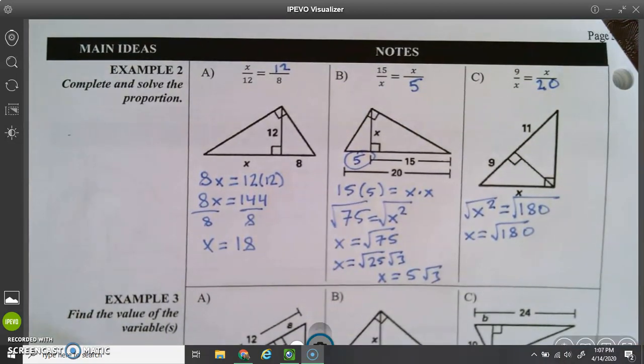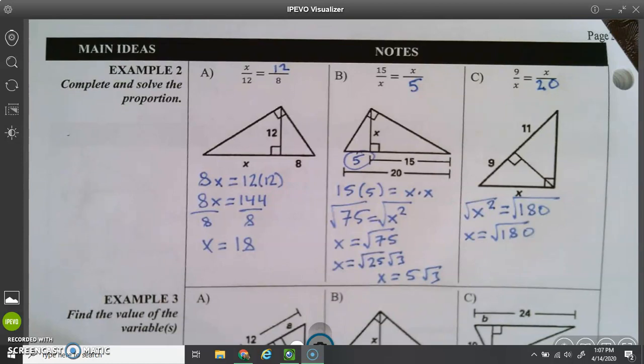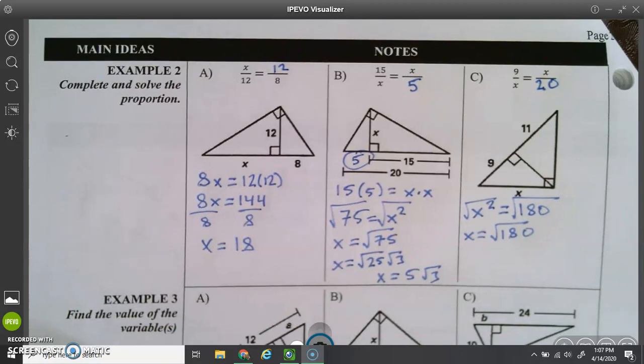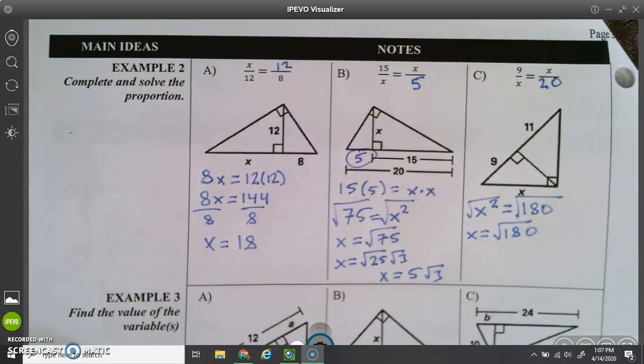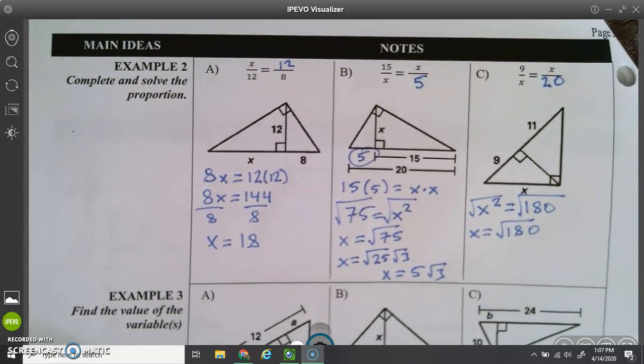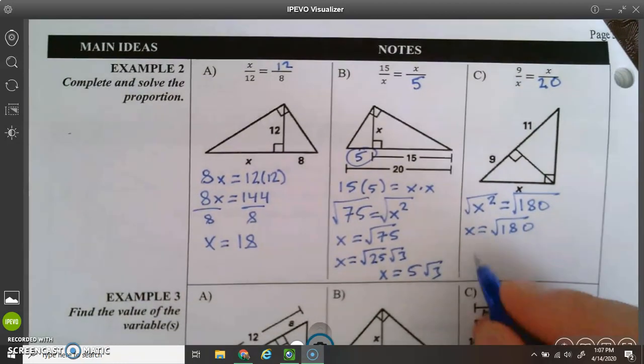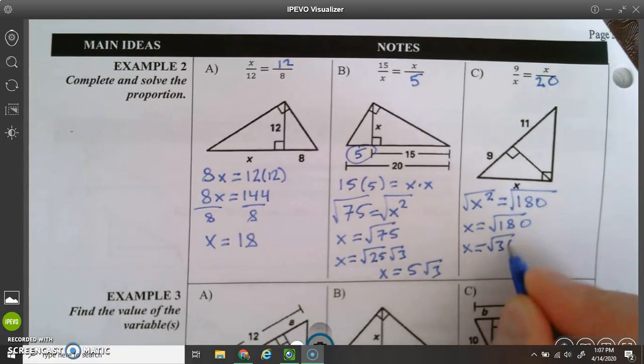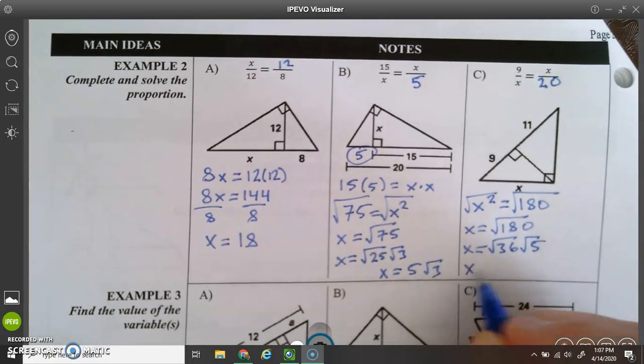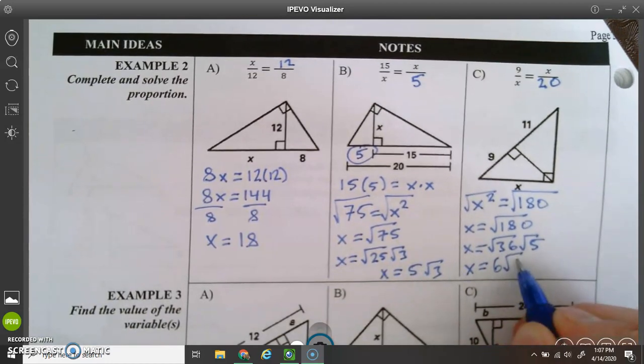When we split up 180 into its perfect squares, let's see. 4, there's a bigger one. 36. 36 times 5. Helps to have your calculator ready. Don't be like Mr. Brummond. Have your calculator ready to go. Yep, 36 times 5. All right. X equals the square root of 36 times the square root of 5. The square root of 36 is 6, so that gives me 6 square root of 5.